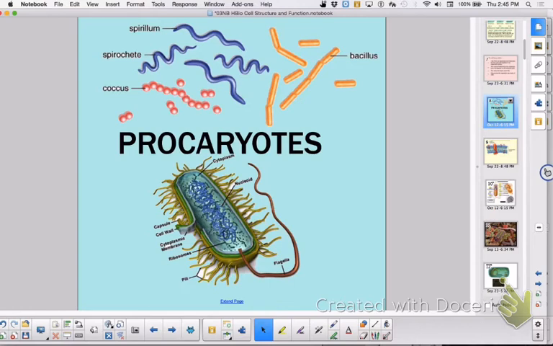We looked at that. Okay, they're simpler. They don't have a nucleus, right? They have a nucleoid region, the area where the single circular chromosome is located.